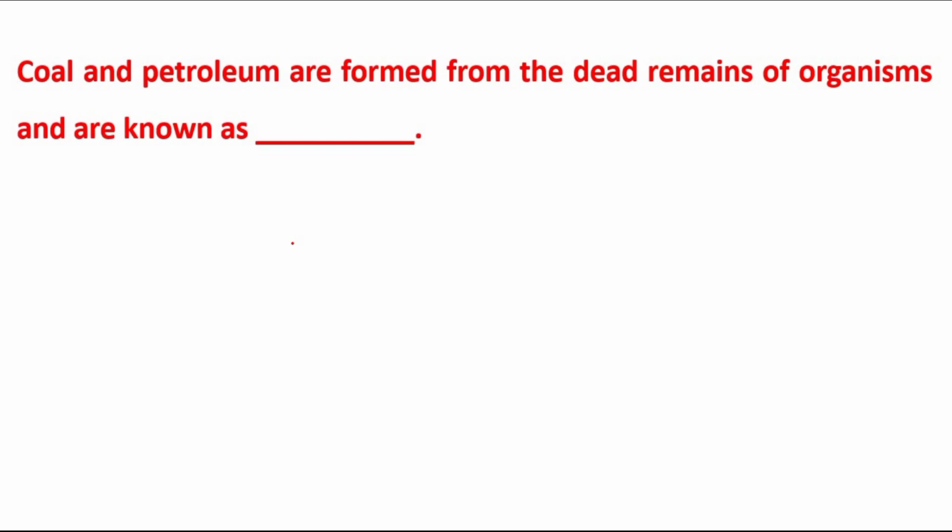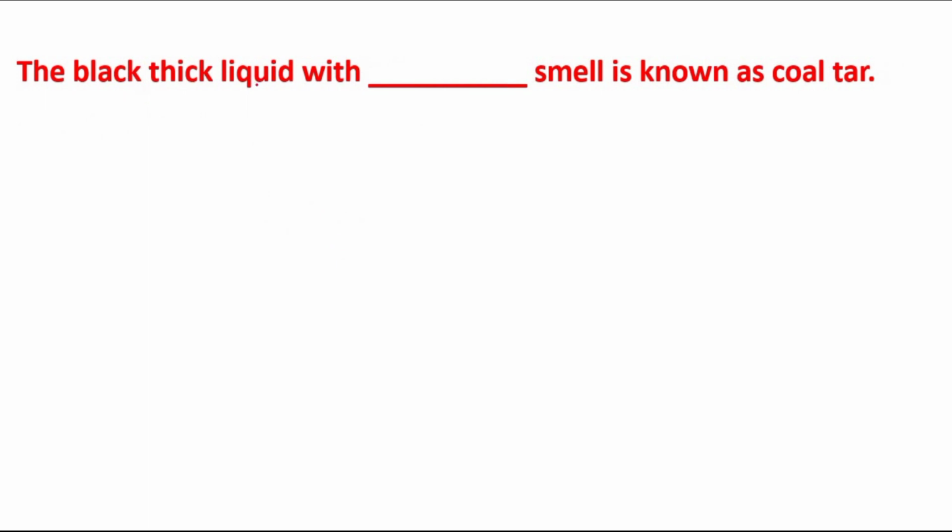Coal and petroleum are formed from the dead remains of organisms and are known as fossil fuels. As we get them from the dead remains of living organisms, we call coal and petroleum fossil fuels. The correct answer is fossil fuel. The black thick liquid with an unpleasant smell is known as coal tar. The gap is filled with unpleasant.